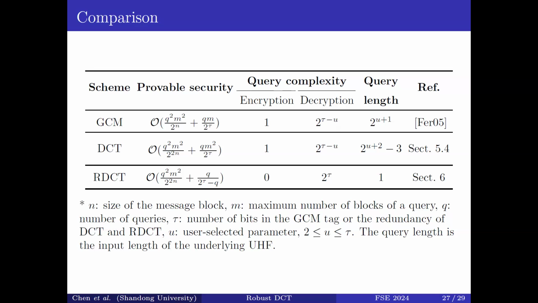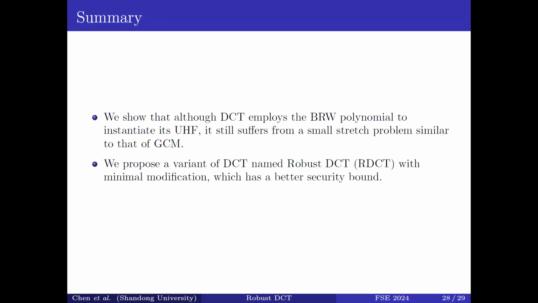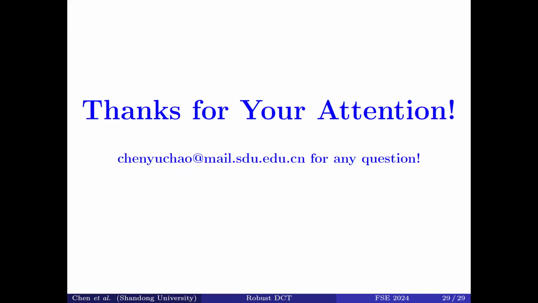Next is a comparison among these schemes. We can find that in order to attack the RDCT, we need about 2 to the 10th power of decryption queries. So our modification is effective. In summary, we show that although DCT employs the BRW polynomial, it still suffers from a small stretch problem similar to that of TCM. Second, we propose a variant of DCT named robust DCT, which has a better security bound. Thanks.